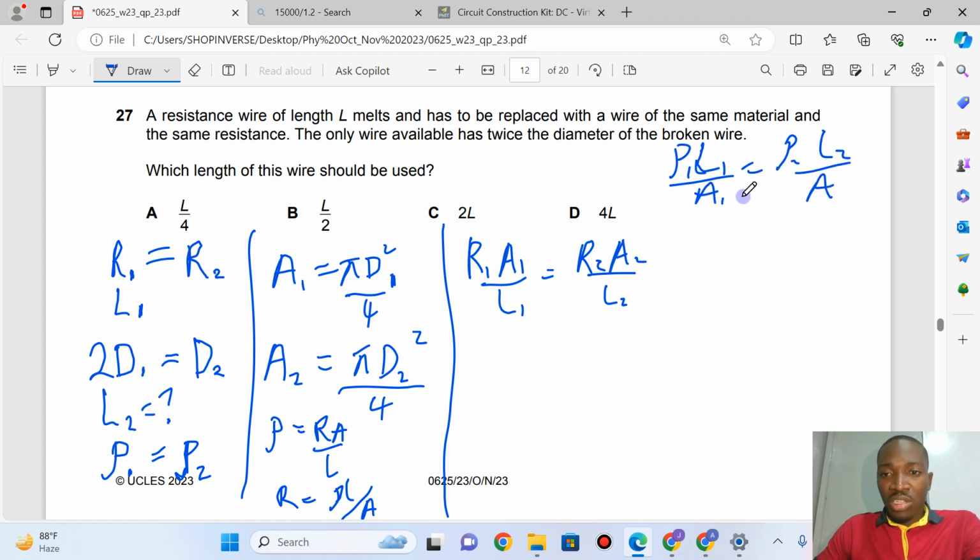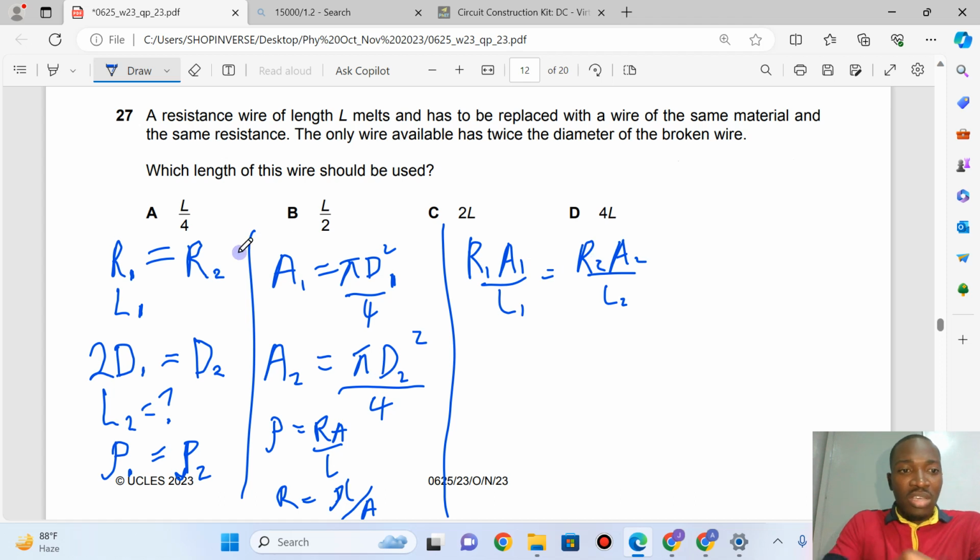Okay, so either you use this expression or use this expression. Either way you do it, you get the same answer. So let's continue. From where we've gotten to, what we are looking for is L2, right? Let me cross multiply. Since R1 equals R2, I can just equate both of them as R. Instead of writing R1, R2, I can say R1 equals R2 equals R, to make my work easier.